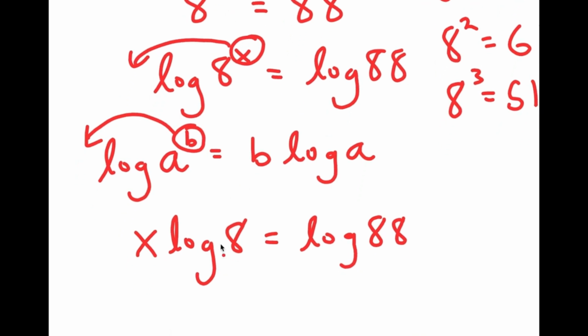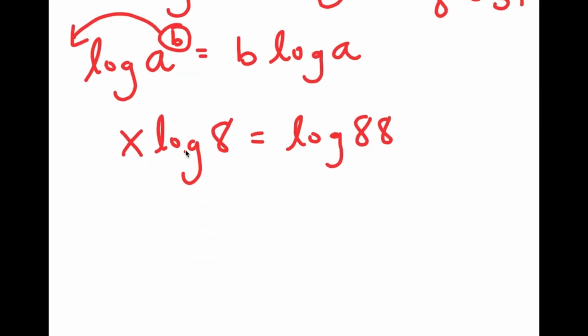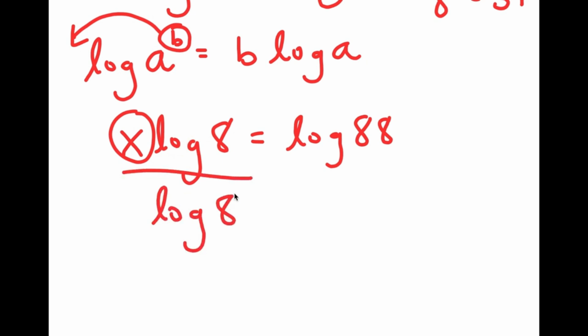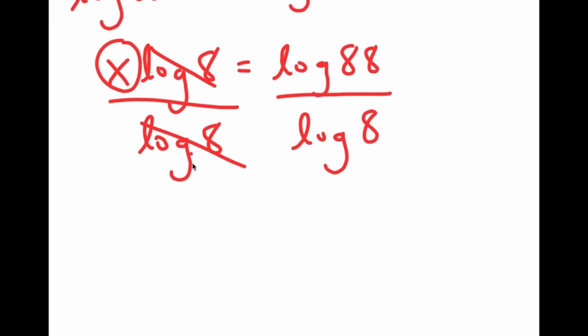So we can't really find the exact value of x when x is in exponent form. So this is why we can make it into a real term using this property, and now it's much simpler to solve for it. So now I have x times log 8 is equal to log 88. And I want to isolate x because that's what I'm solving for, so I'm going to get rid of this log 8 by dividing both sides by log 8. So now these two cancel out, and I get x is equal to log 88 over log 8.